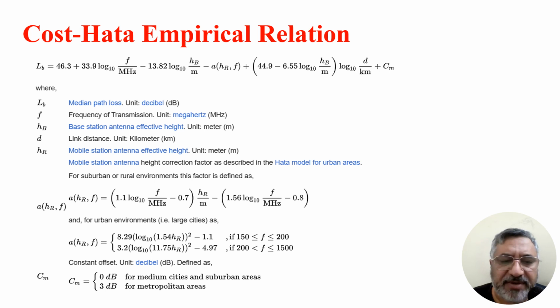So LB is equal to 46.3 plus 33.9 log F minus 13.82 log HB, minus A, which is a function of HR and F, plus (44.9 minus 6.55 log HB) times log D, plus CM. Here F is defined in megahertz, HB and HR in meters, and D in kilometers.